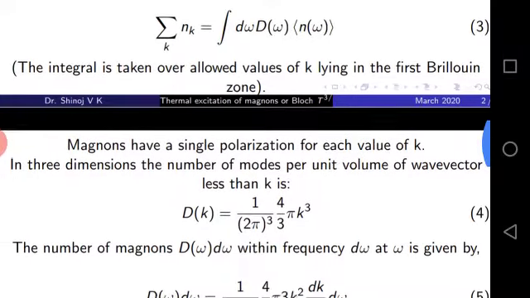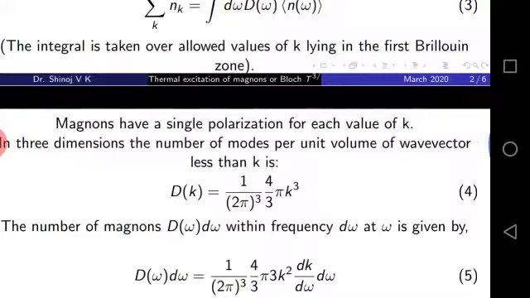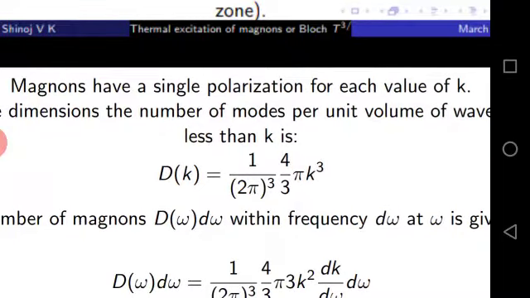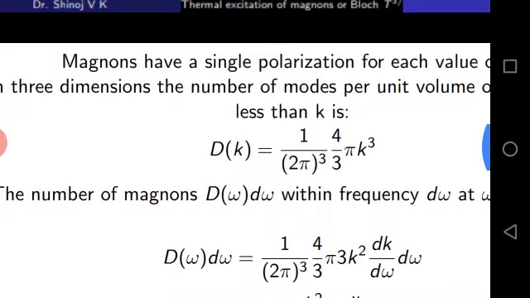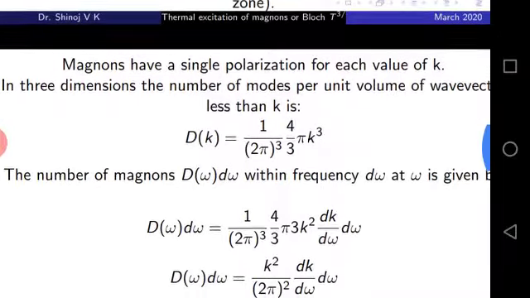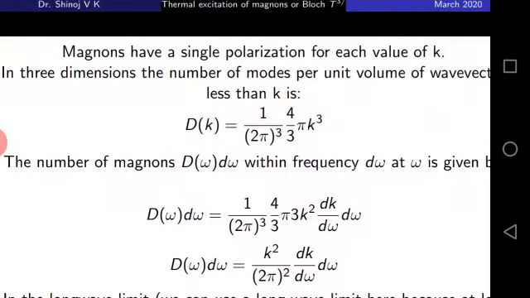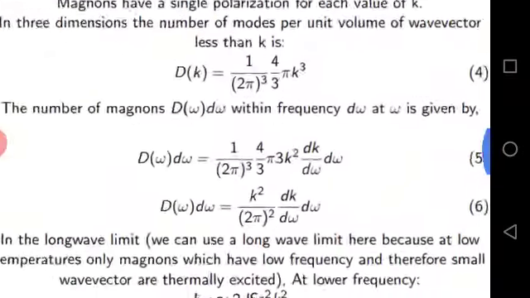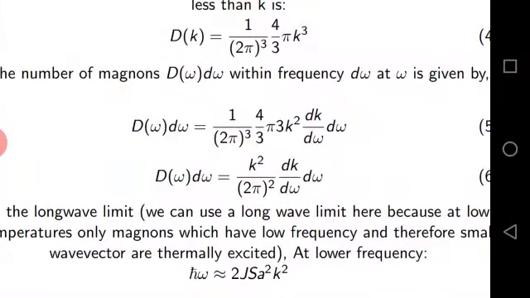So before going to that, in three dimensions, the number of modes per unit volume of wave vector with value less than k is given by this expression: 1 by 2 pi whole cubed into the volume of the sphere, that is 4 by 3 pi k cubed. So the number of magnons within a frequency d omega at omega, D(omega) d omega, is given by this expression, where we are just taking the derivative of this term with respect to k, into dk by d omega into d omega, right?